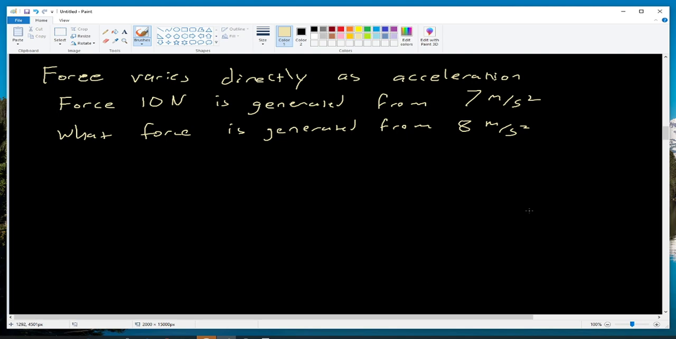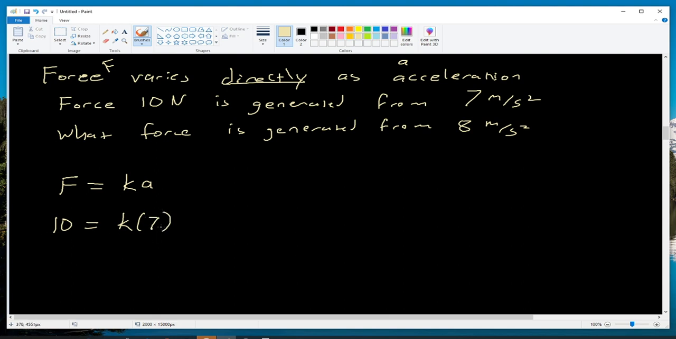So we got our force. We got our statement about the equation. Force varies directly as acceleration. Let's use F to represent force, and let's use A to represent acceleration. Direct variation says the A multiplies into the K. So F equals K times A. A force of 10 newtons is generated from a 7 meters per second squared acceleration.